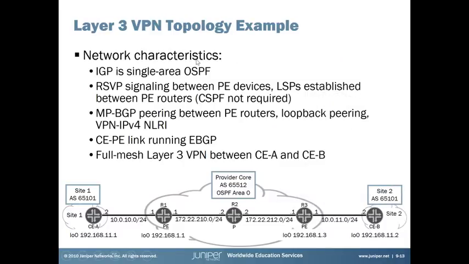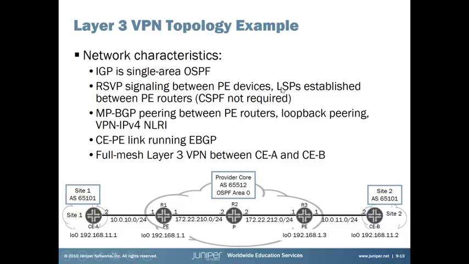Okay, so let's take a look at the characteristics of our network. Our provider core is a single area OSPF network. We are using RSVP signaling between our PE devices to establish our label switch paths. Little note here that CSPF is not required, although it is usually used. You don't need it, but it is the default, so it is normally used. So I expect that it would be part of the LSPs.